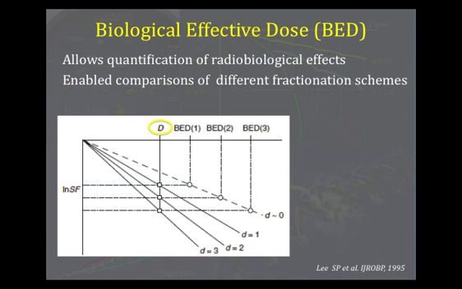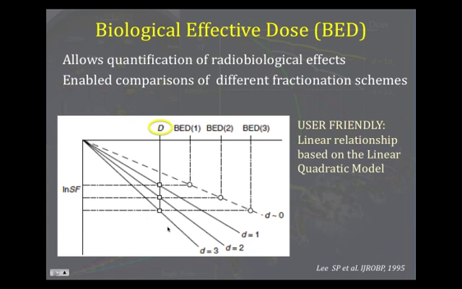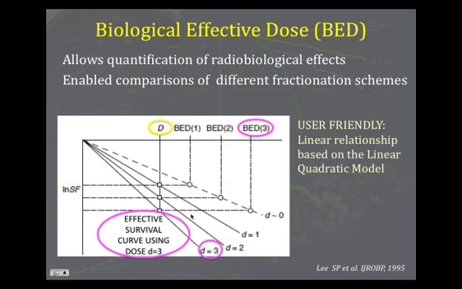I mentioned to you I would discuss the biological effective dose concept. It's very practical, and radiation oncologists and neurosurgeons who deal with this use it a lot. It allows the quantification of the radiobiological effects and allows comparison of different schemes of radiation, different regimens. Therefore, you can actually compare one approach to another. And that's why the linear quadratic model gained a lot of popularity. As you can see here, the relationship is a linear relationship, so it's easy to understand and apply in clinic.